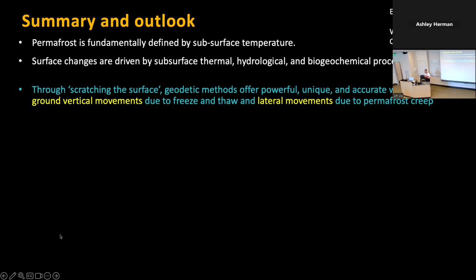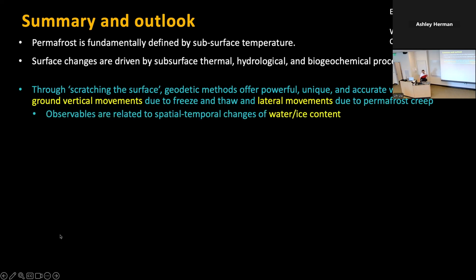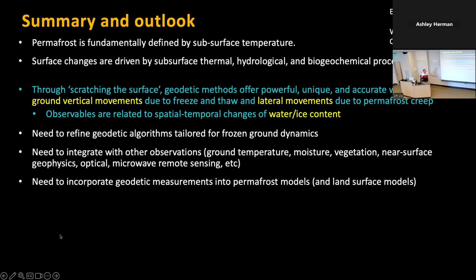It measures the deformation very accurately, both the vertical deformation associated with the freeze and thaw of ground ice, and also lateral movements due to permafrost creep. So such unique observations, I hope you agree, are related to the spatial and temporal change of ground ice content. But we still need to refine.